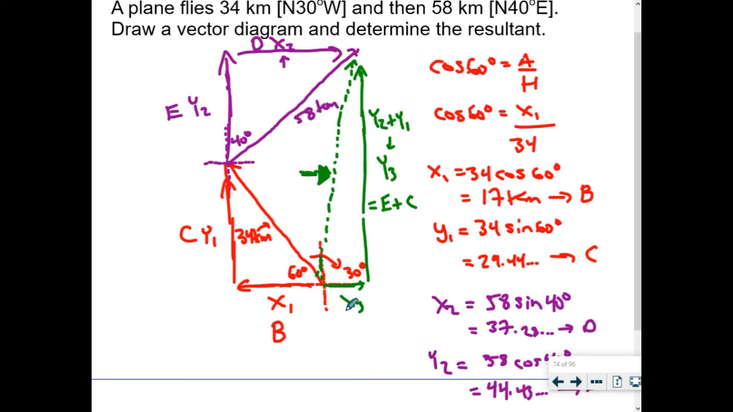But this x3 right here is going to be whatever x2 minus x1 is, because x2 is all the way across, and x1 is a little bit less, right? x2 was 37, x1 was 17. This will be the difference between them. So this is actually going to be D minus B.